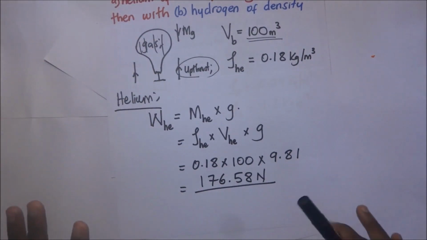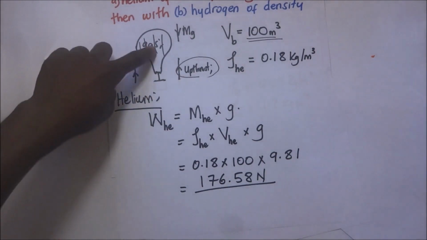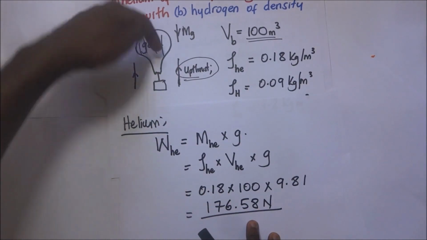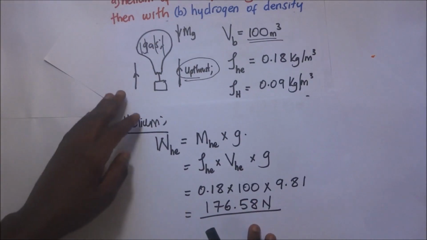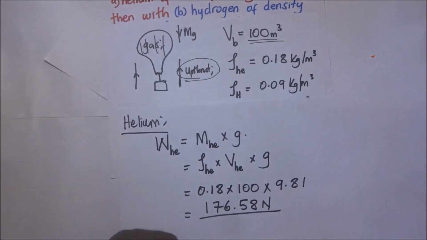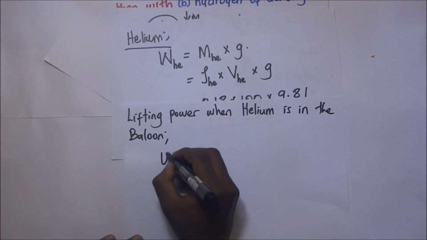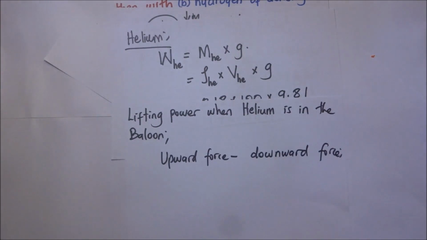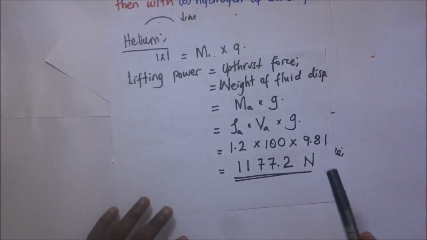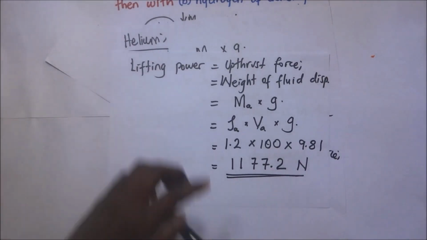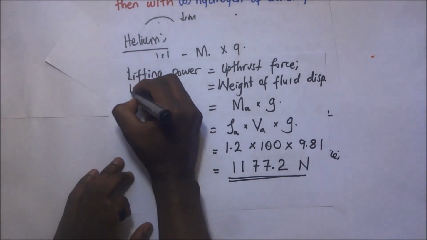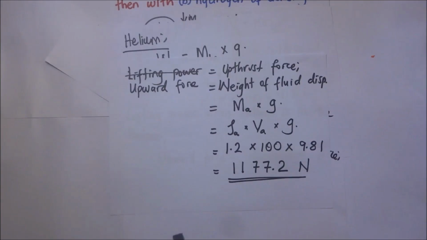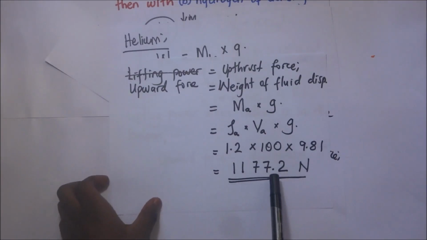So now, what is the true lifting power when helium is in this balloon? We are going to get the upward force minus this downward force, and we shall get the lifting power when it is helium in the balloon. This is going to give us upward force minus the downward force. So what did we get as our upward force? Upward force is this. Okay, I had called it lifting power earlier, but I think the accurate word is to look at it as our upward force. So our upward force is going to be equal to 1177.2.